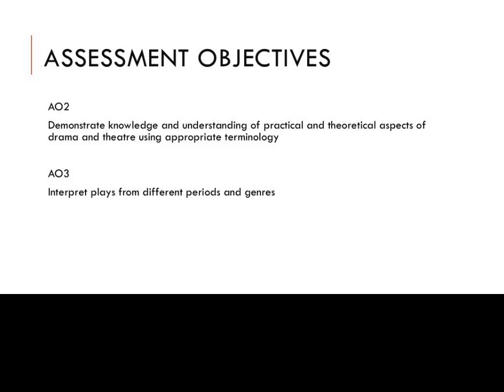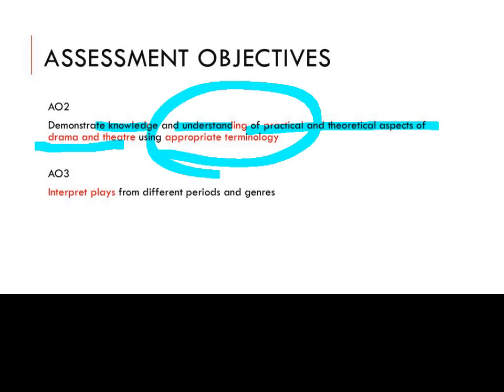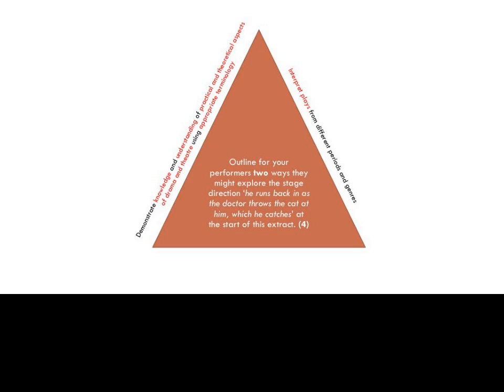Let's have a look at the assessment objectives for section A as well. They are AO2 and AO3: demonstrating knowledge and understanding of practical and theoretical aspects of drama and theatre using appropriate terminology, and interpret plays from different periods and genres. The key words being knowledge, understanding, practical and theoretical aspects of drama and theatre, and appropriate terminology, a bigger one there, and interpreting plays. Now I want you to use these to help you plan out your answers.